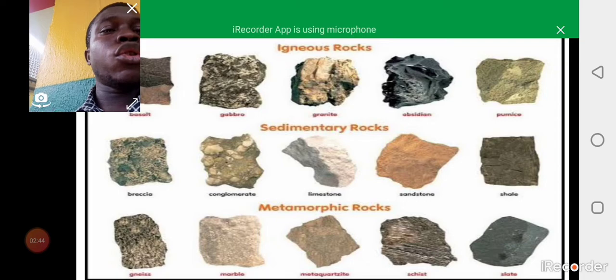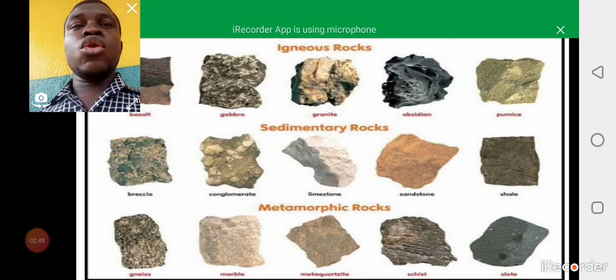Now look at the examples of igneous rock. These are examples of sedimentary rocks, and also an example of metamorphic rock. Take note of that.